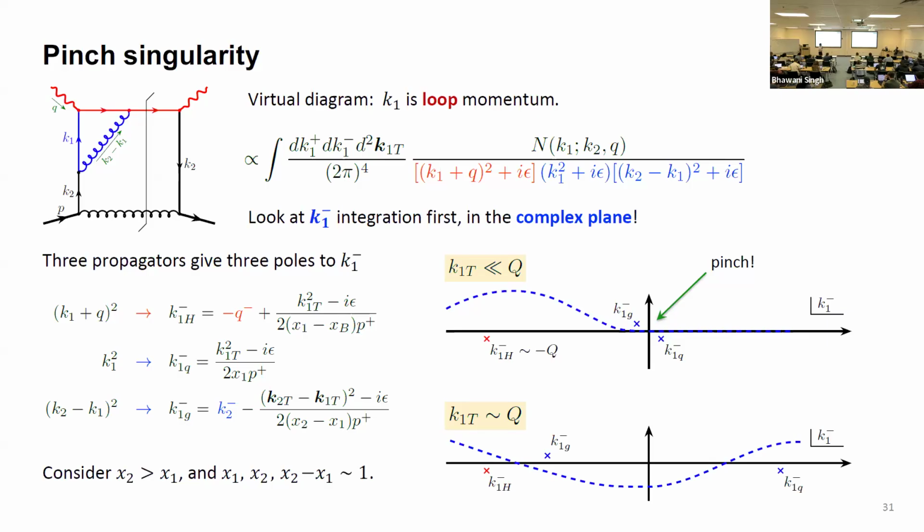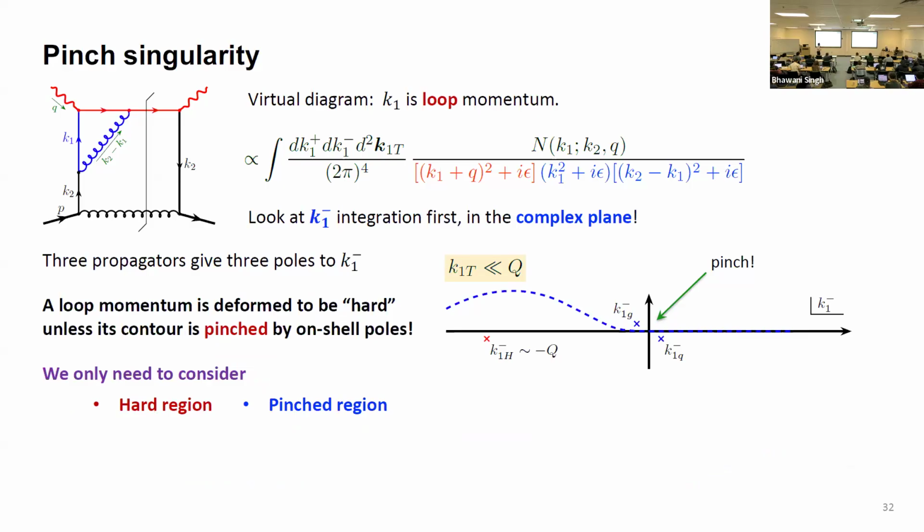And now in the other region, when K1T is not so small, let's say it's of order Q, these two poles will be away from 0. They are also of order Q. So now you can safely deform the contour to get away from all these three poles. And in this case, you do not get any singularity.